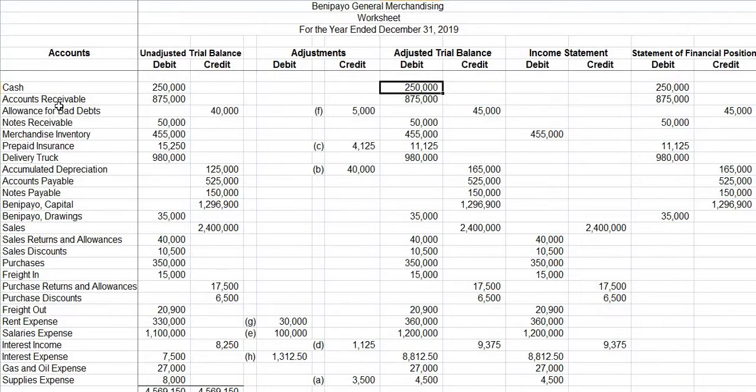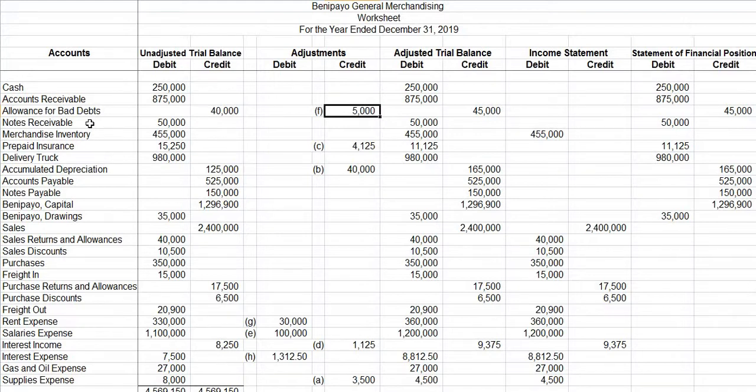Same for this accounts receivable. We only have one figure along this row under the debit column. So, just forward this 875,000 to the debit column of the adjusted trial balance. How about for the allowance for bad debts? We have two figures, 40,000 credit and 5,000 credit also.